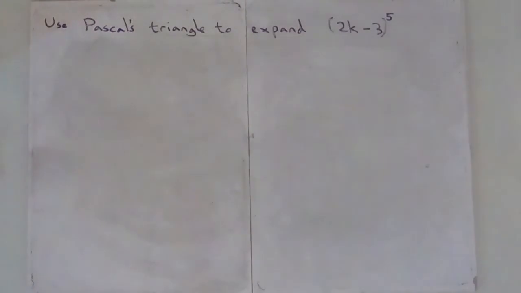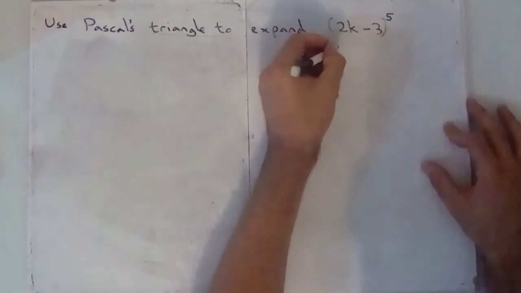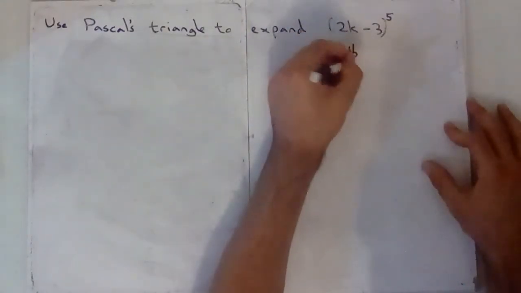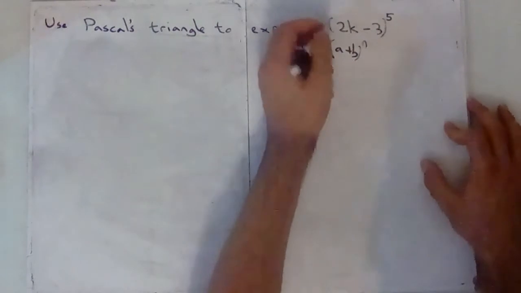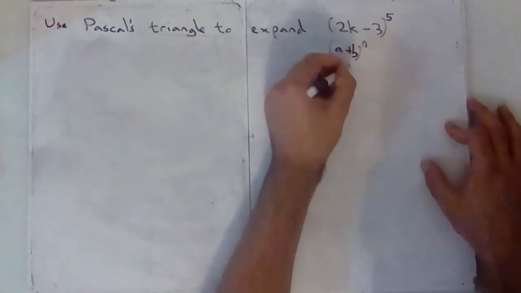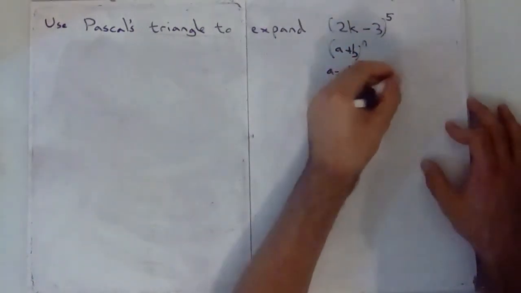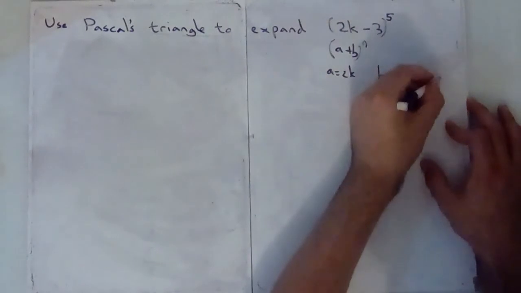Use Pascal's triangle to expand (2k − 3)^5. Pascal's triangle gives you the coefficient of each term. So we're expanding (a + b)^n, where a is 2k, b is −3, and n is the power you're raising it to, which equals 5.